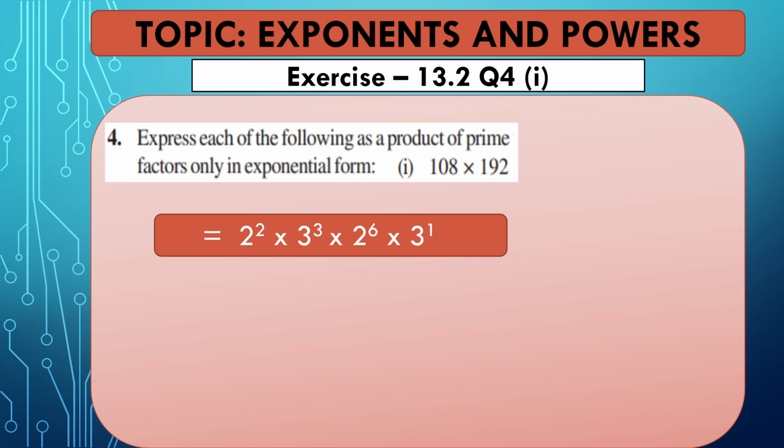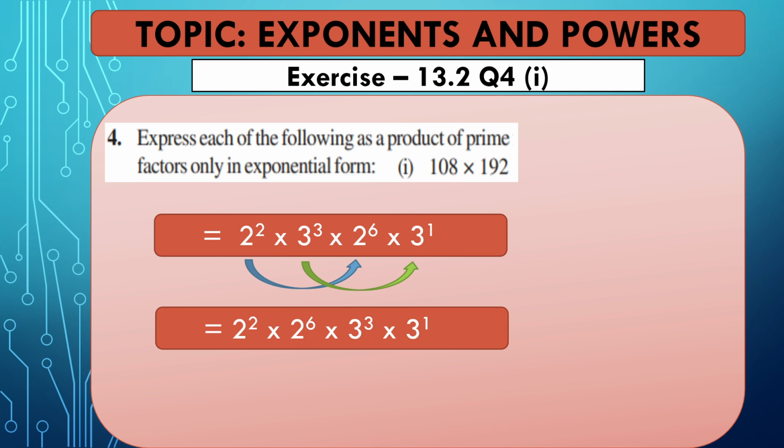Now combine both: 2 to the power of 2 into 3 to the power of 3 into 2 to the power of 6 into 3 to the power of 1. After coming to this stage, assemble the exponential numbers with similar bases. 2 power 2 and 2 power 6 you can bring together, and 3 power 3 and 3 power 1 you can bring together. So you will get 2 to the power of 2 into 2 to the power of 6. This is one combination. The other combination is 3 to the power of 3 into 3 to the power of 1.